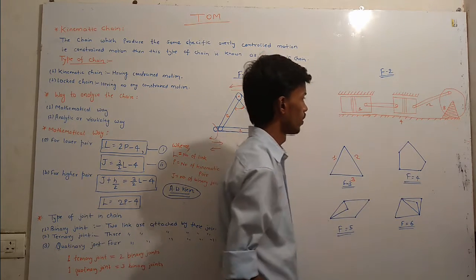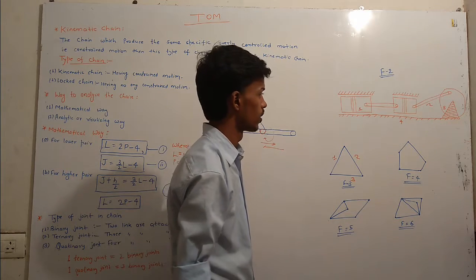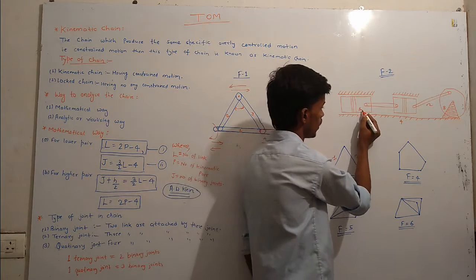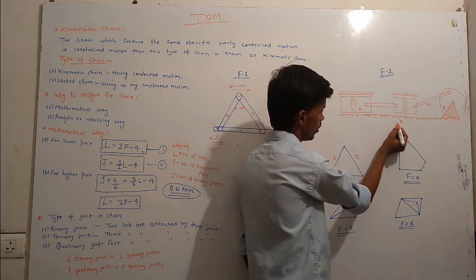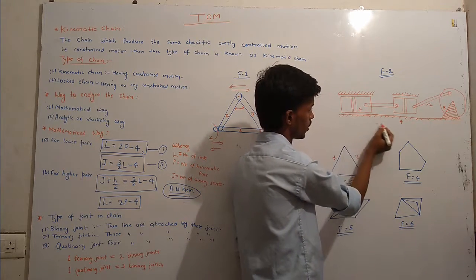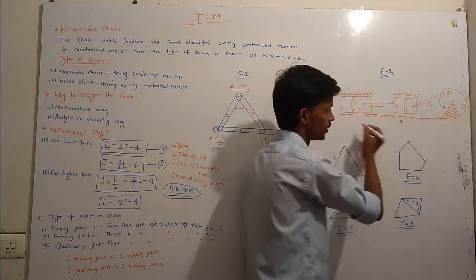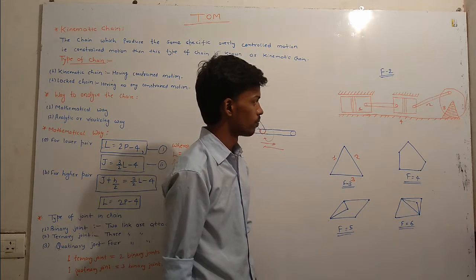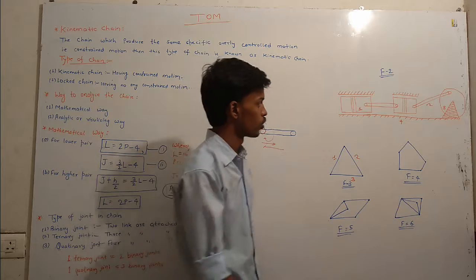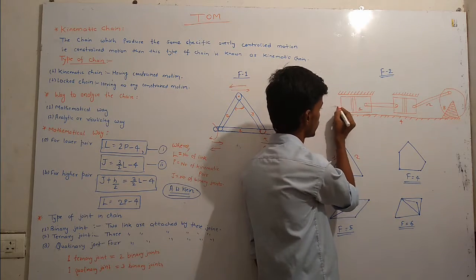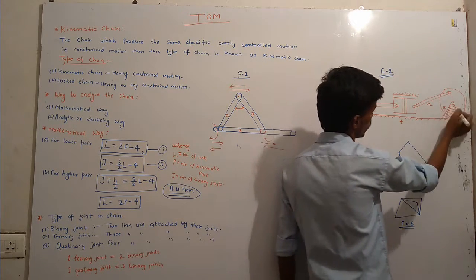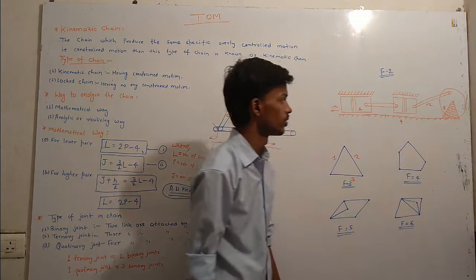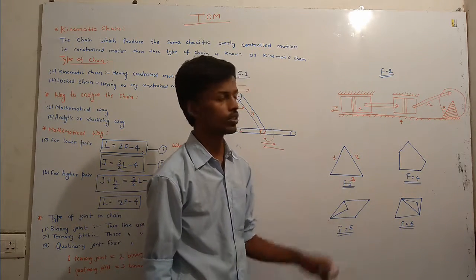Here you can visualize that the first link's end is attached with the last link, that is link number 4, so it forms a chain. Apart from forming the chain, it is also in motion. It transfers the reciprocating motion into rotational motion. So here there is a transfer of motion, and this motion is constant.